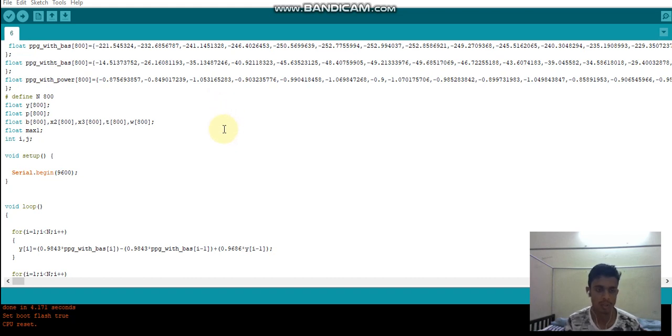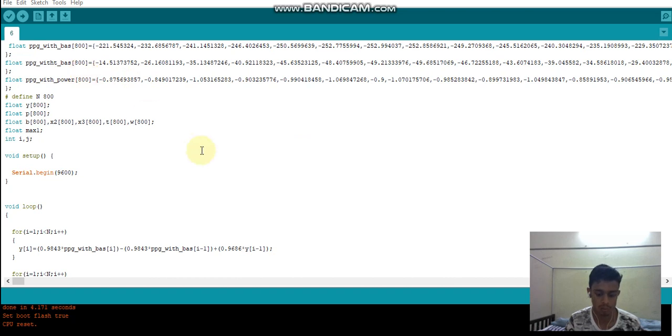So first of all, since we have to remove baseline components below 0.4 Hz, we have to know which filter to design. We will be using a high pass filter so that it can remove the low frequency components and give only high frequency components.